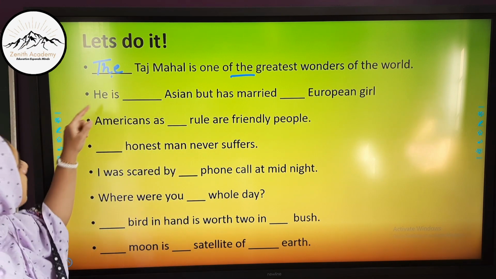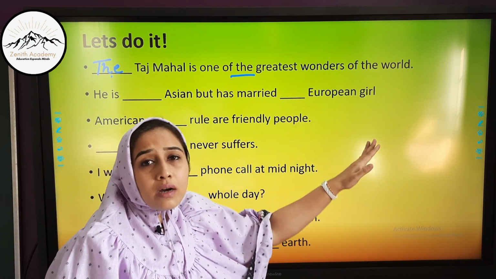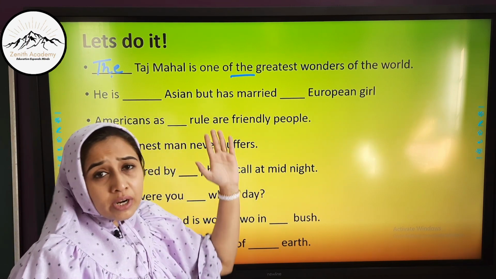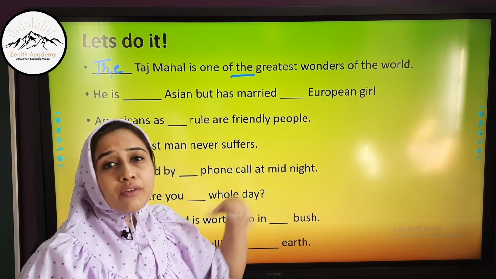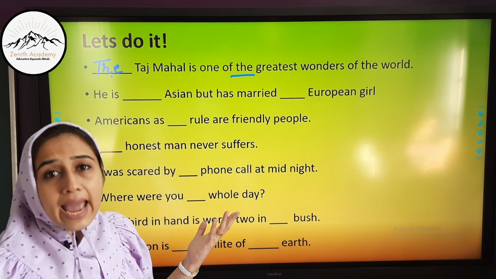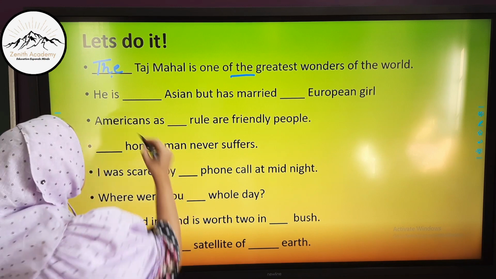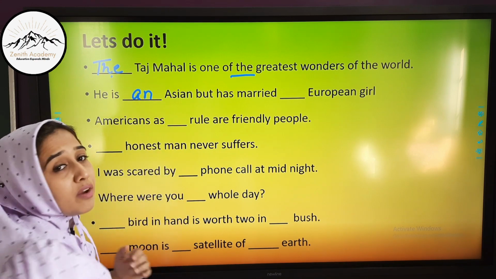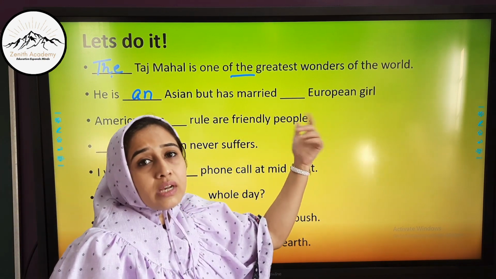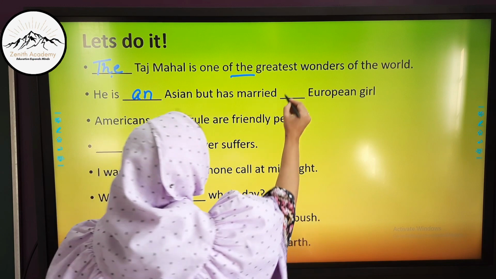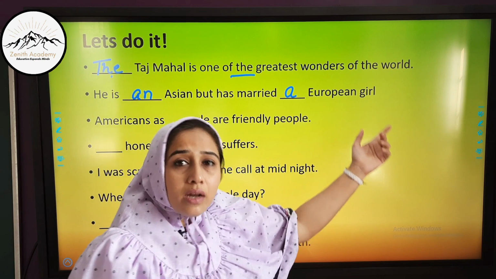The next one is: He is dash Asian but has married dash European girl. At first glance, when you look at this sentence, you will say that both the words Asian and European are starting with vowels. So we will use an, but that is wrong. Why? Asian, the sound is of vowel. Here we will use an, but we have already seen in the examples before. When we say European, U, the sound is of YU. So here we will use a. He is an Asian but has married a European girl.